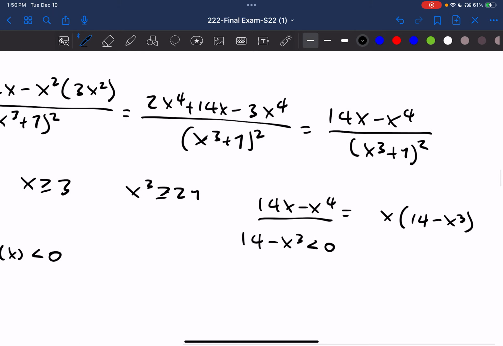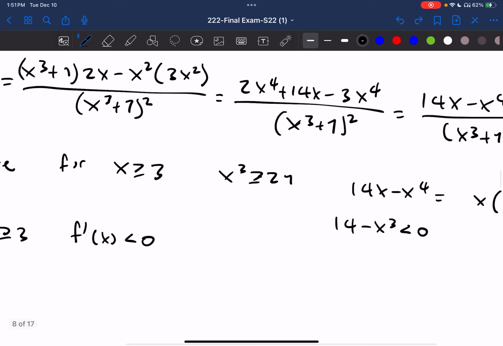You can plug it in here. For any value of x that is greater than 3, we will see this value right here be less than 0.